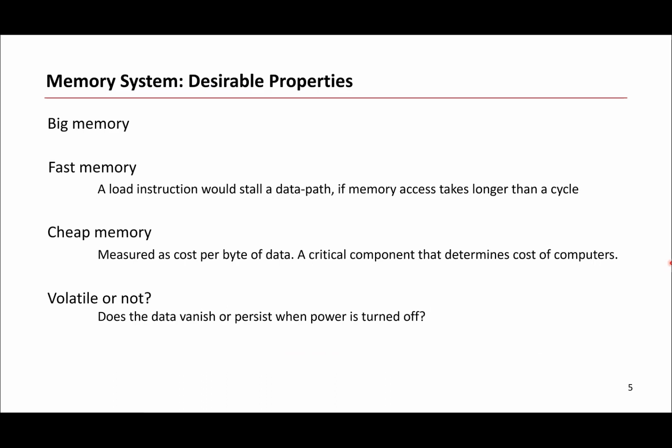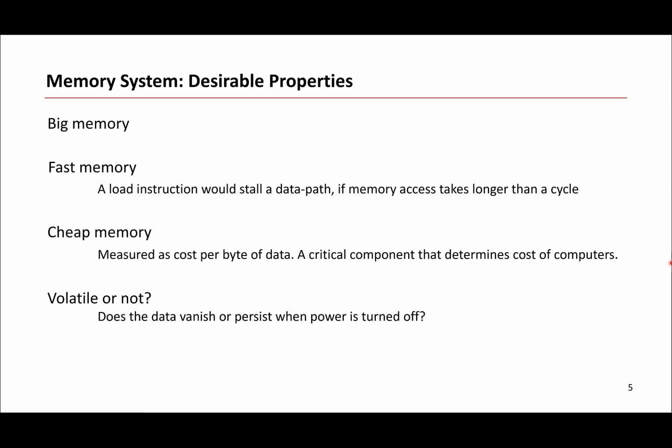Now, before we can understand the different memory technologies and construct a memory system, it's worthwhile to think about what properties we can use to reason about these different technologies. Space is obviously an important consideration. Speed is next. We want a memory system to be fast so that if we have a load instruction, it can retrieve the data fast so that it wouldn't stall the data path. We also would like the memory system to be cheap so that your computers are affordable.